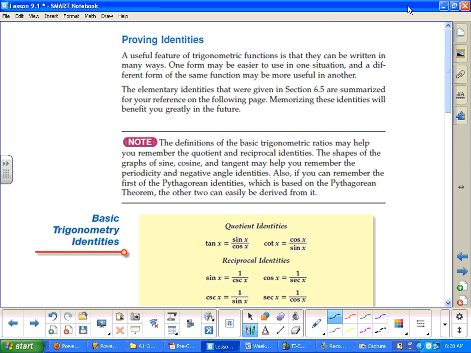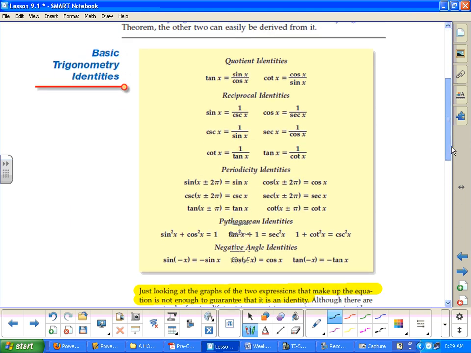All right. Now, proven identities. A useful feature of trigonometric functions is that they can be written in many different ways. So one form may be easier to use in one situation. A different form of the same function may be more useful in another. Back in lesson 6.5, we looked at all of the different identities. And so here's a look at those basic trig identities one more time.